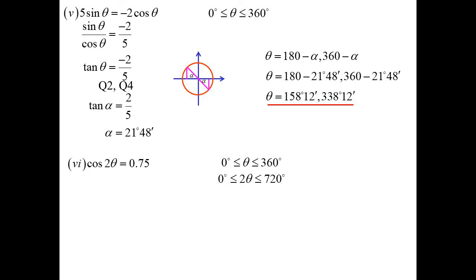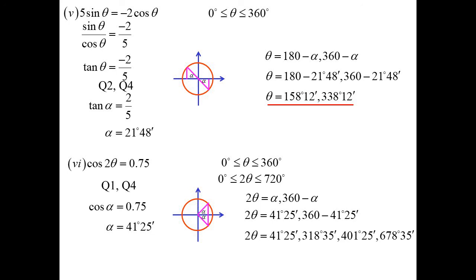If I'm looking for theta going between 0 and 360, the angle I'm looking for now is not theta, it's 2 theta that I'm looking for. And 2 theta, therefore, will go between 0 and 720. So I've got to go around the circle twice here to get the possible answers. First and fourth quadrant, the acute angle, 41.25, but that means 2 theta is that acute angle, or 360 minus.